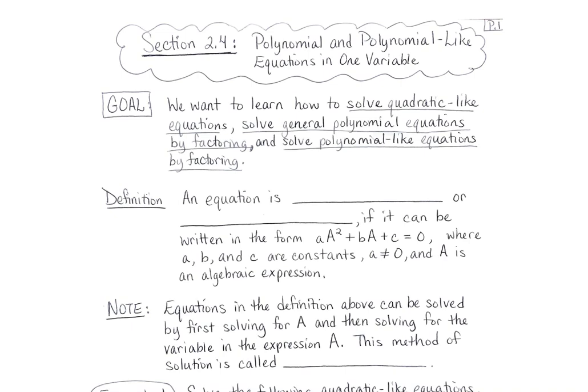Today we're talking about polynomial and polynomial-like equations in one variable. So when you hear one variable, what are you typically thinking? X? Yeah. We can use that as our one variable, right?